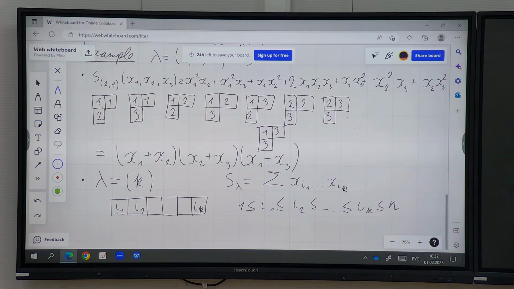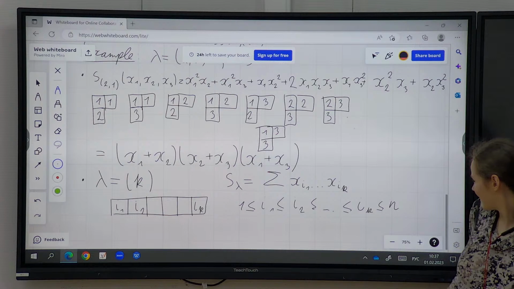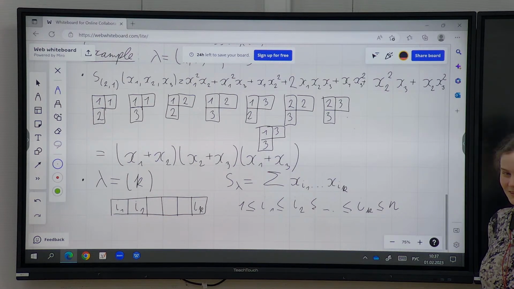what we will have. Что у нас здесь будет? Вот мы складываем мономы такие, что номера переменных не строго возрастают.